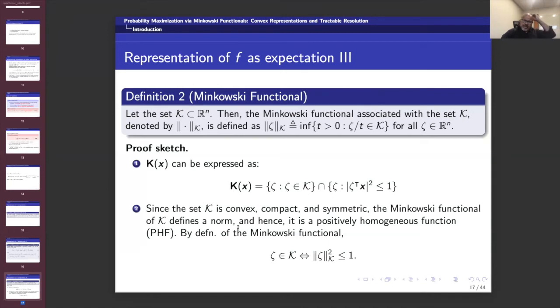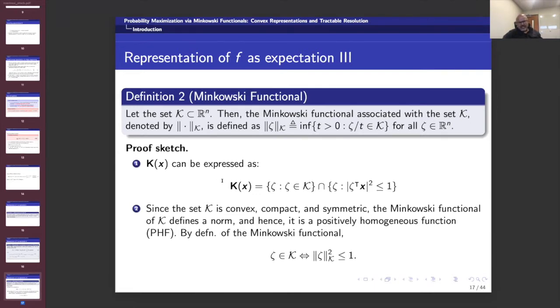Before that, I want to define the Minkowski functional. Given a set K script, the Minkowski functional associated with the set K script is defined by the norm K script, where the Minkowski functional associated with zeta is defined as the infimum of t such that zeta over t lies in K script. This is relatively well known. Now I'm going to talk about the proof sketch, because in some sense that provides a deeper understanding of how we obtain this result.